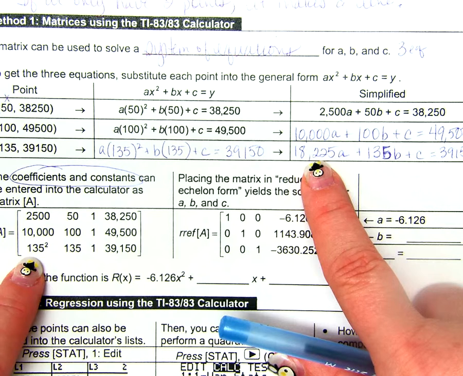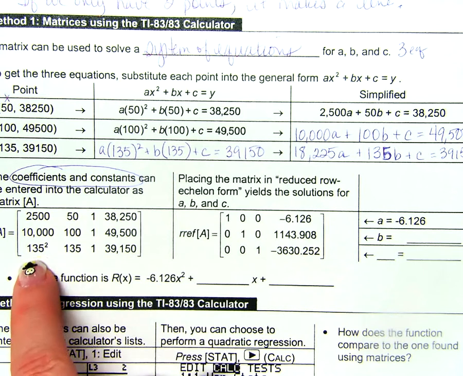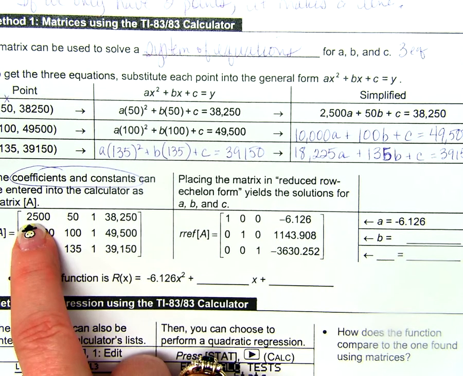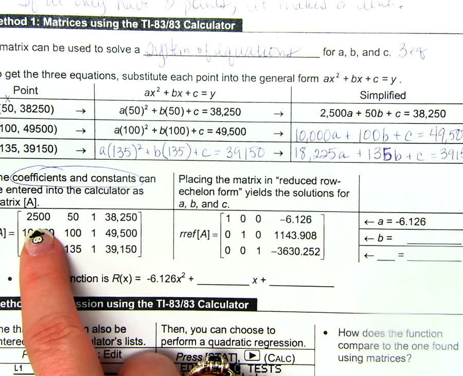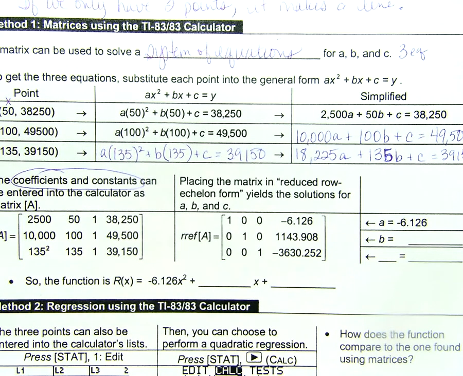They didn't. Okay? And I think they're trying to make a point there, and even if they weren't, I'm going to make a point with it. We can put in 135 squared. We could put in 100 squared. We could put in 50 squared. It will do the math for us. We don't have to worry about that. But if you want to put in 2,500 and 10,000 and 18,225, that will work also. Okay?